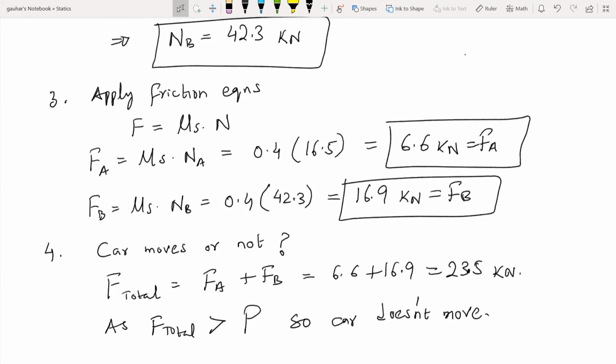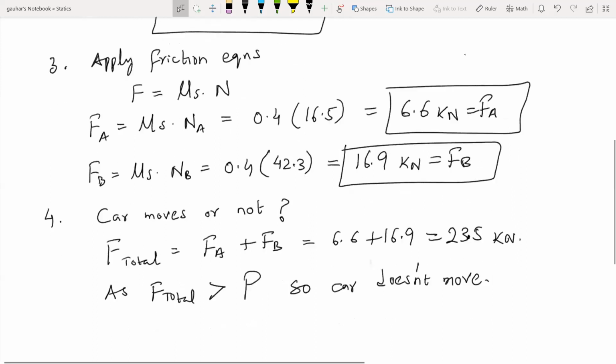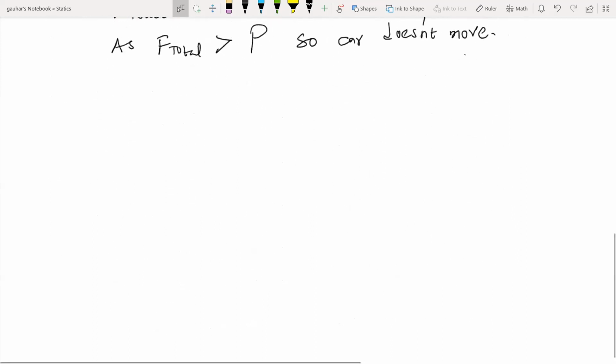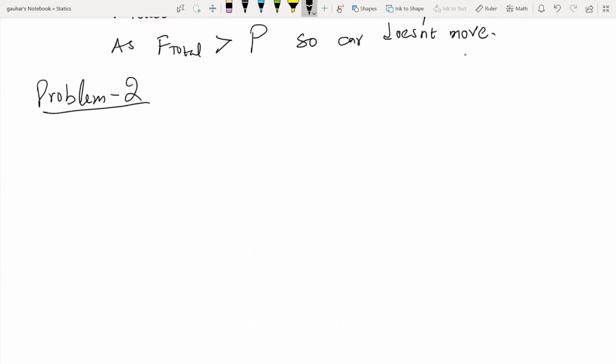We need more force, or we need to increase the force P, the applied force P, in order to move the car. Okay. All right. So with this, we are done with problem 1 of your handout. Now let's go to problem 2 of your handout. Let's see, what do we have?